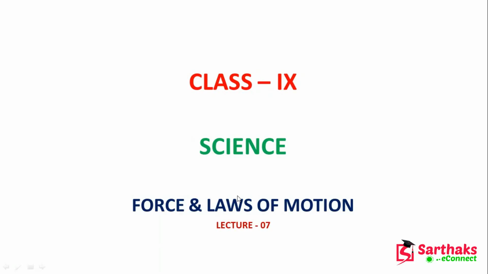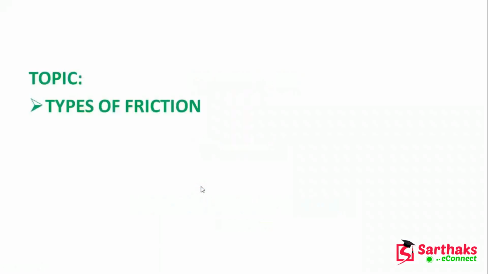So here we know that friction means that which opposes the motion of any object, right? So there are different types of friction we can see here. Now, suppose one object is rolling on the ground, that will face one type of frictional force.